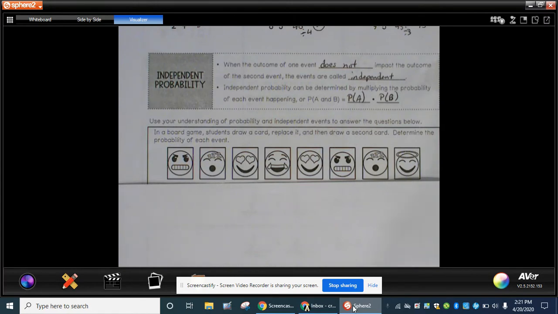So we're going to pick a card, look at it, replace it. I mean, I put it right back in the deck. So I start with 8 cards, draw one out, and put it right back in there. For my next event, I still am working with 8 cards. So we have to determine the probability of each event.